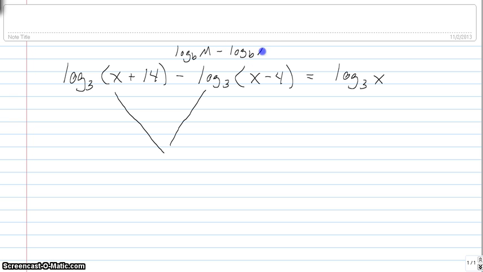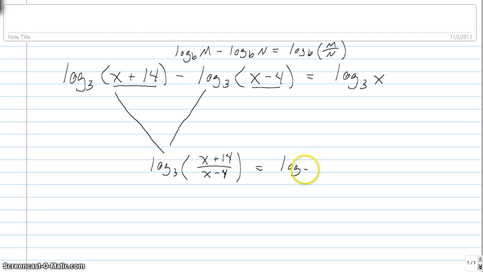If we have two logs with the same base subtracted, you can combine those into a single logarithm if we divide m and n. So in our case, the m is x plus 14 and the n is x minus 4. So when we combine this into a single log, we have the log base 3 of x plus 14 over x minus 4, and then of course equal to log base 3 of x.